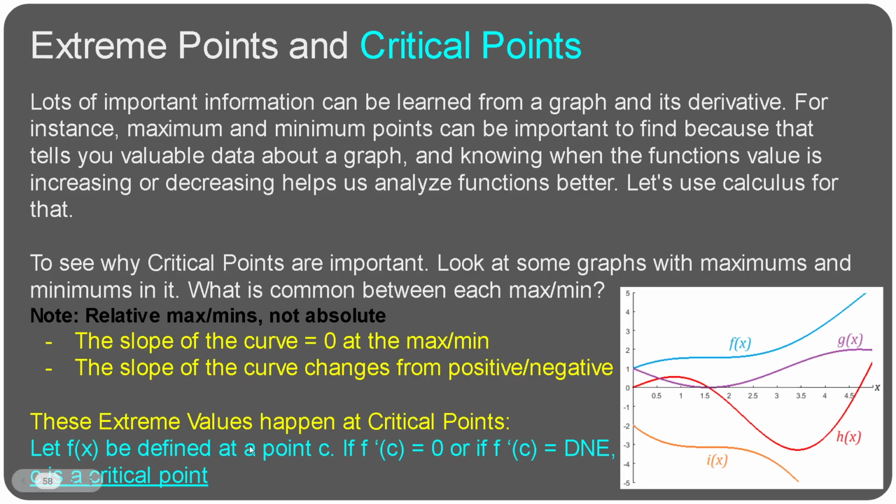And then here's the definition of a critical point. So let f of x be defined at a point C. If f prime of C equals 0, or if f prime of C does not exist, C is a critical value. So that means that there is some sort of extreme value happening at the point C.